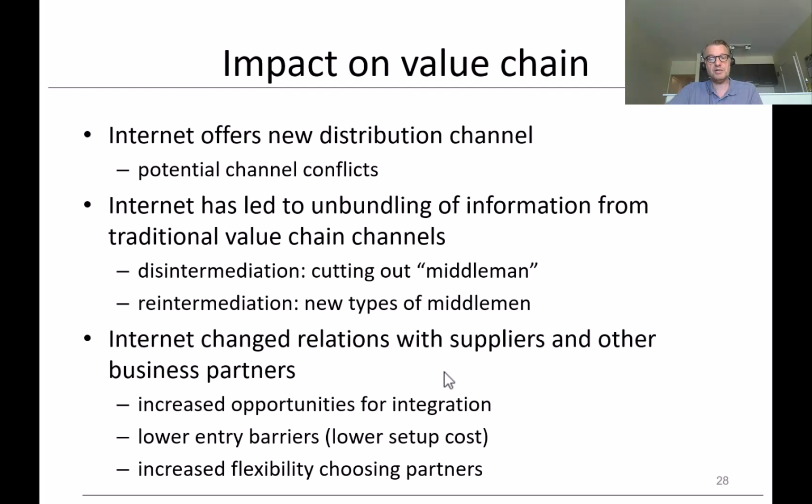So disintermediation is getting rid of the distributors, the retailers. Reintermediation is the use of a new type of middlemen, like logistics providers, to bring the shoes to the doorstep of their customers. So the internet has substantially changed relations with suppliers and other business partners. It has increased opportunities for integration. It has lower entry barriers.